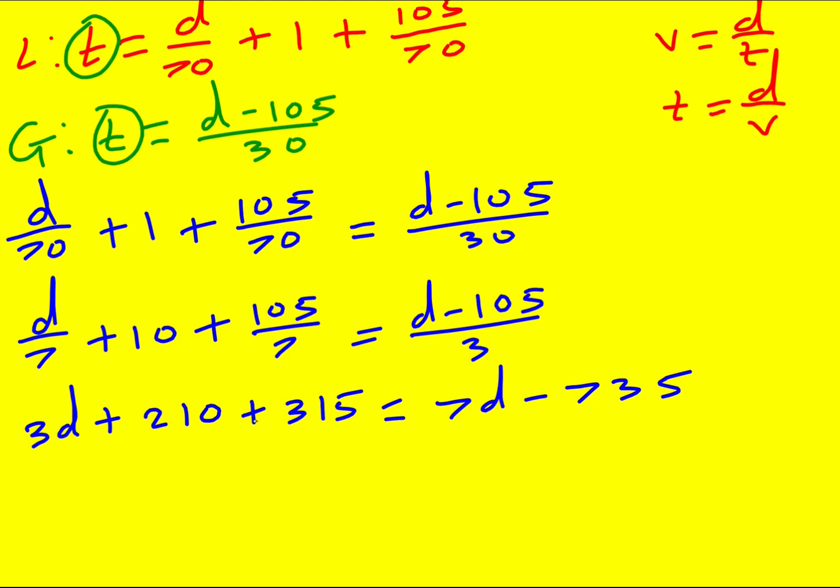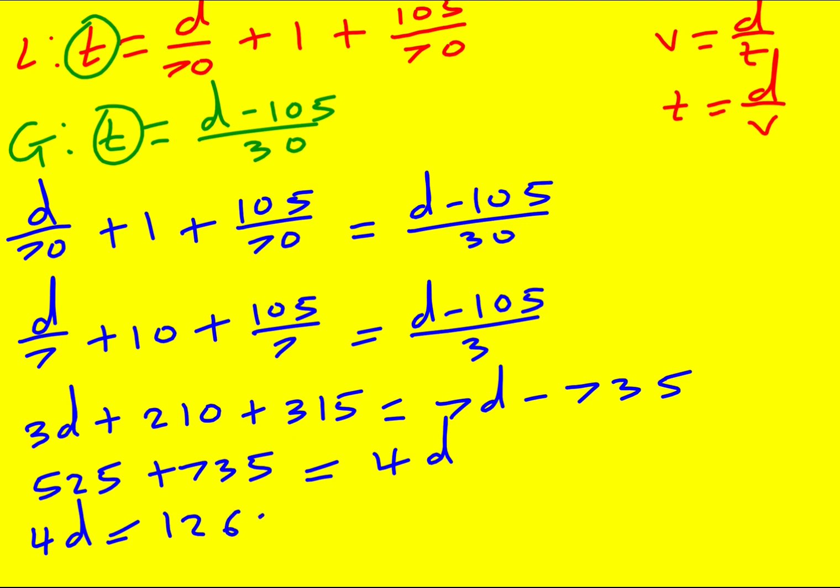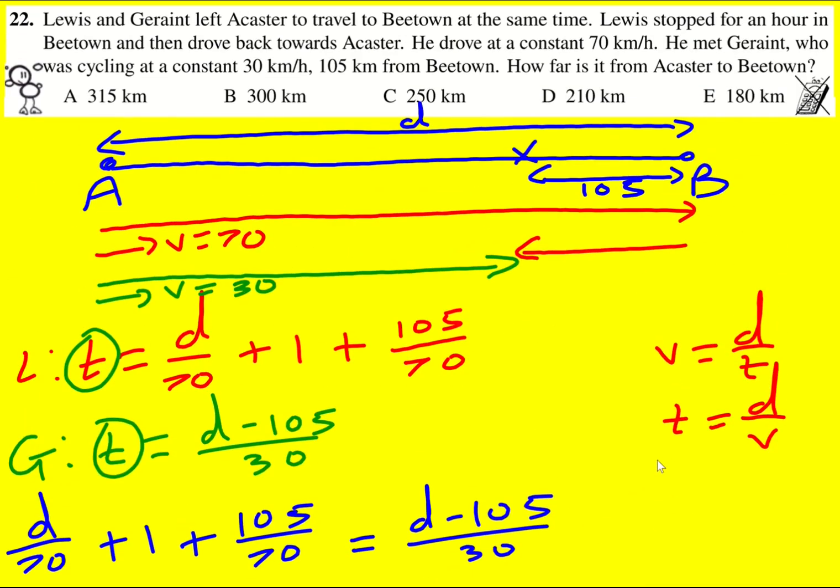So add these two together, I'm going to get 525. And then I'm going to add the 735 over here, and then minus 3D, so I'm going to get 4D. That's going to give me 4D is equal to 1,260, which means D is going to be 315. And that is the answer to this question.